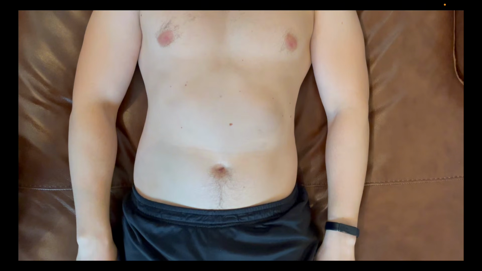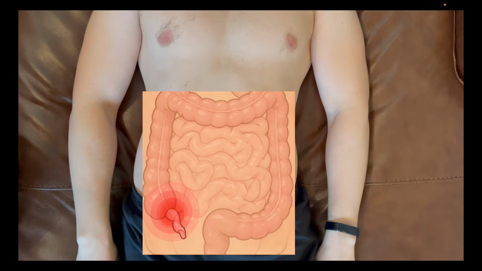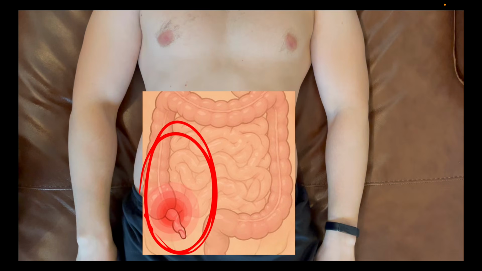Rovsing sign relies on the principle that when pressure is applied to the left lower quadrant of the abdomen, it causes the contents of the colon to shift and increase intraluminal pressure, stretching the already inflamed parietal peritoneum on the right, thereby eliciting pain in the right iliac fossa.